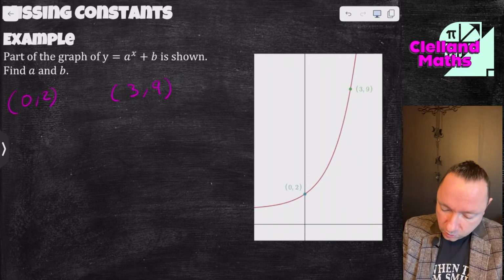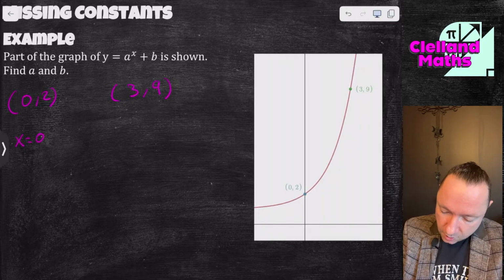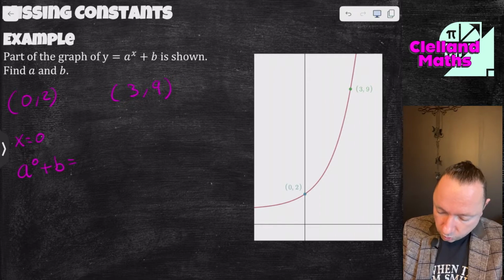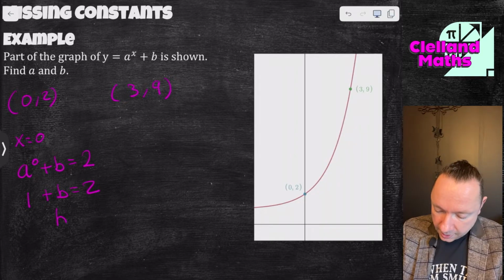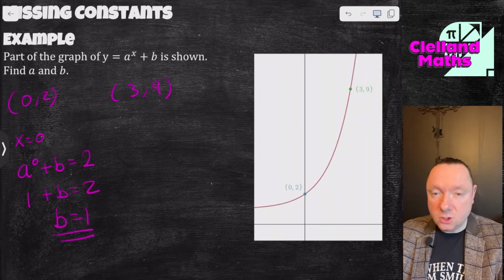So when x equals 0, we get a to the power of 0 plus b equals 2. Well, a to the power of 0 is 1. So 1 plus b equals 2. Solving that, b equals 1. We've got our b straight away.